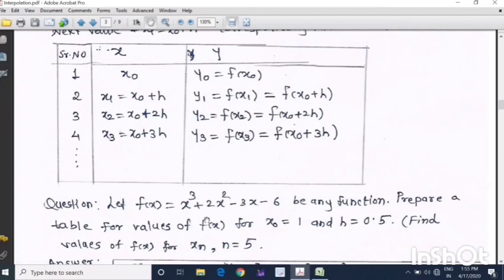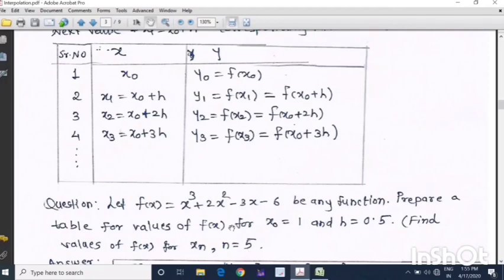One question, f(x) equal to x cube plus 2x square minus 3x minus 6 be any function. Prepare a table for values of f(x) for x0 equal to 1. x0 is what? The initial value. And h equal to 0.5. What is h? h is an increment. Find values of f(x) for xn where n equals to 5.